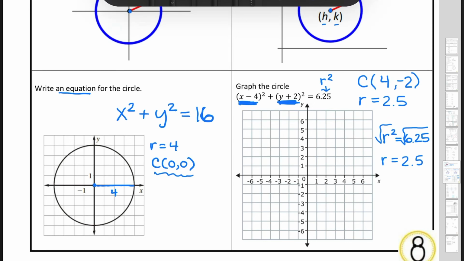So to draw this, here's how we're going to do it. We're going to start at the center. We're going to go to 4, negative 2. And then from that center point, we're going to go 2.5 to the right, 2.5 up, 2.5 to the left, and 2.5 down. And then we're just going to sort of connect the dots. Do your best to make a pretty circle. And that's how we graph a circle from its equation.